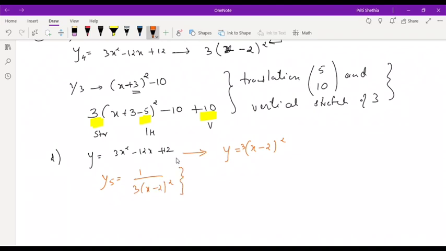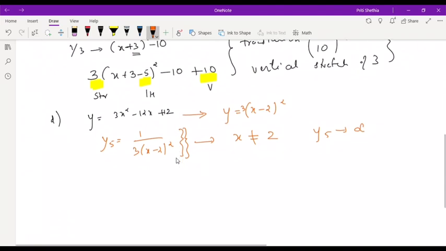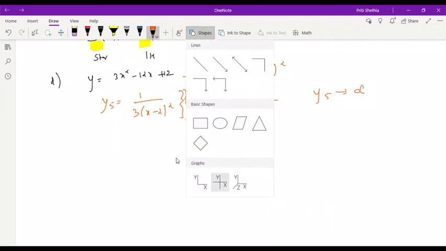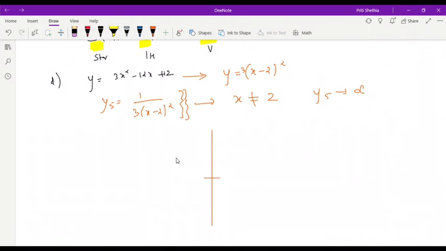Now it is very clear from this format that x should not be equal to 2. If my value of x is equal to 2, then my y5 will be tending to infinity. So this is my asymptote. My graph will never touch the x is equal to 2 line. Now let's see if we are trying to plot this graph over here.